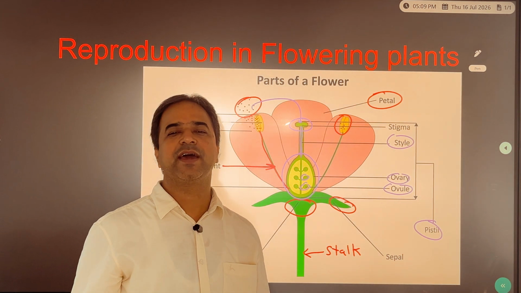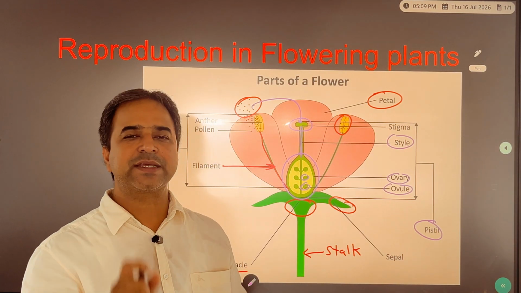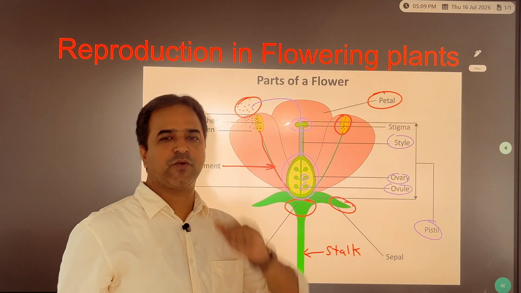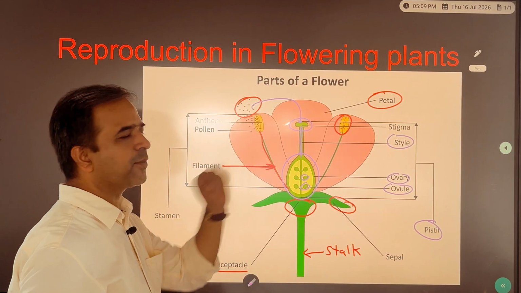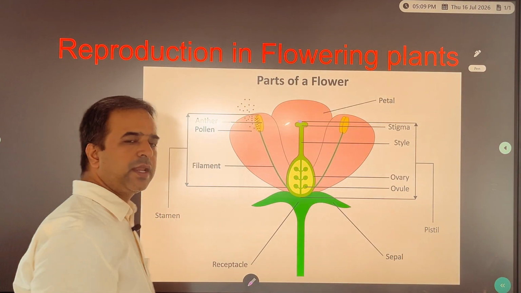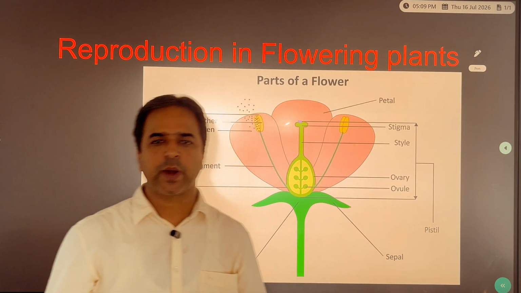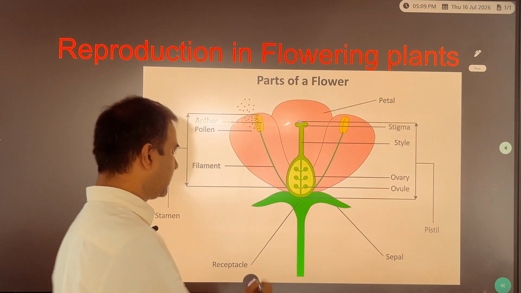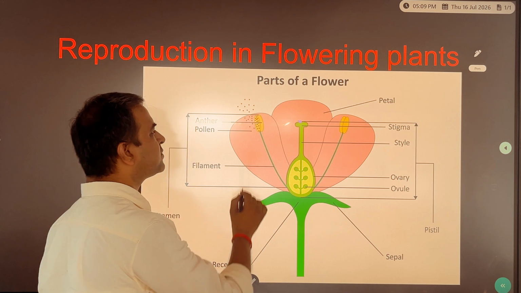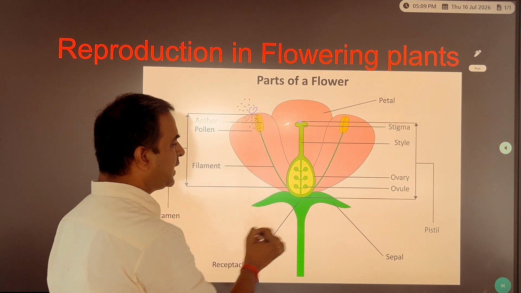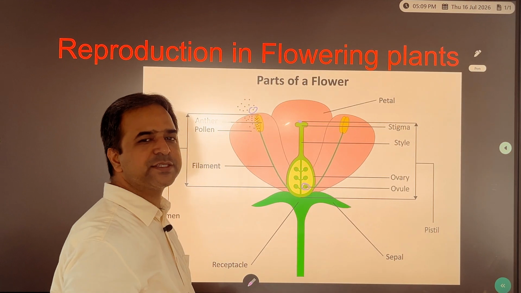So, with this we can define what is fruit. Fruit is fertilized ovary, and what is seed? It is fertilized ovule. Okay? So, this was about the parts of the flower. Now, we will talk about pollination. Why is pollination required? As I said, the pollen grains have the male gamete, and this ovary has the female gamete in the ovule.